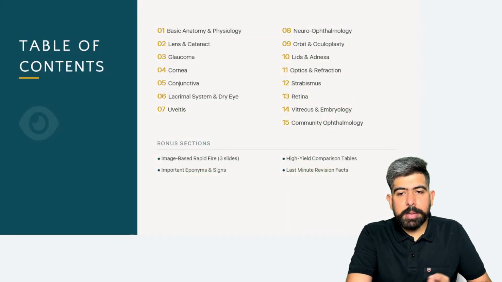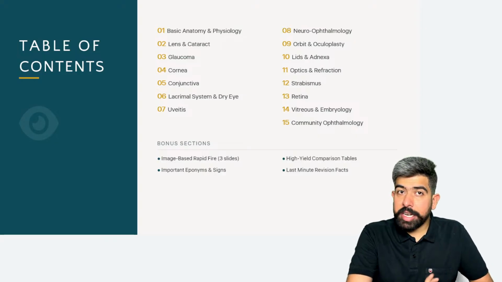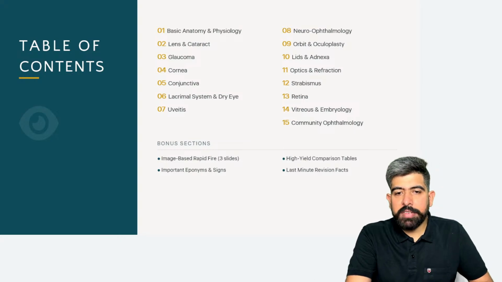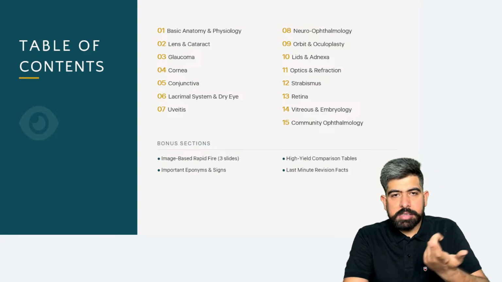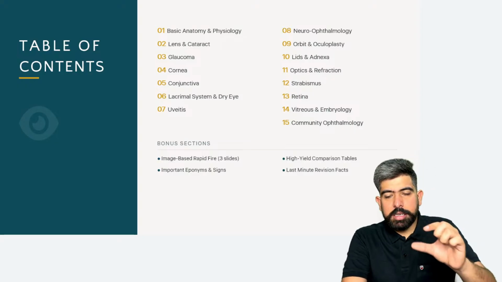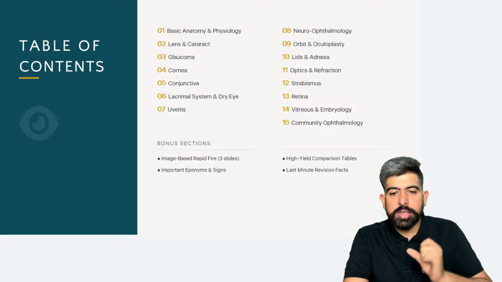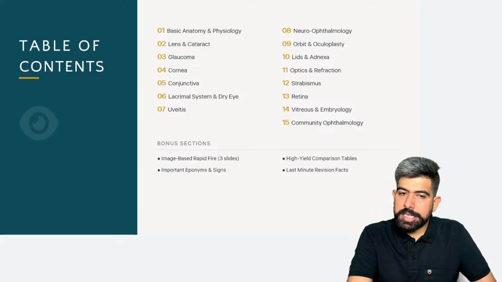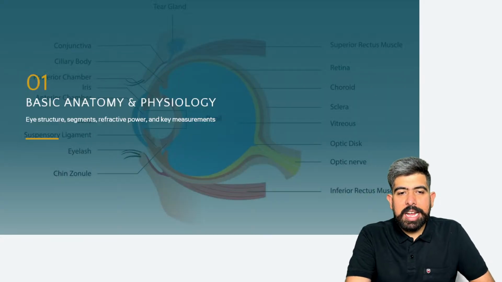This is the table of contents which we are going to cover. These are the topics most commonly asked: basic anatomy and physiology, then lens and cataract, very important, glaucoma, cornea, conjunctiva, lacrimal system, dry eye, and uveitis. Sometimes they ask two to three questions from uveitis, so I covered it here. Neuro-ophthalmology, always one question comes from here. Then orbit, oculoplasty, optics and diffraction, strabismus, retina, vitreous, and community ophthalmology. I also covered image-based questions, last-minute revision facts, and some high-yield comparison tables are completed in these sections.